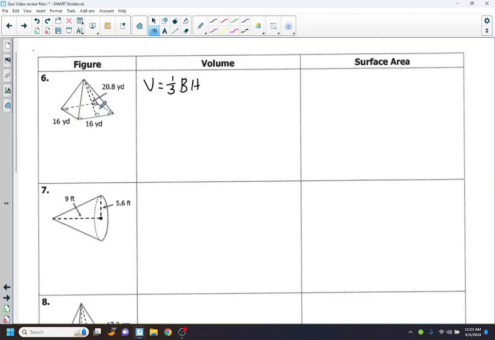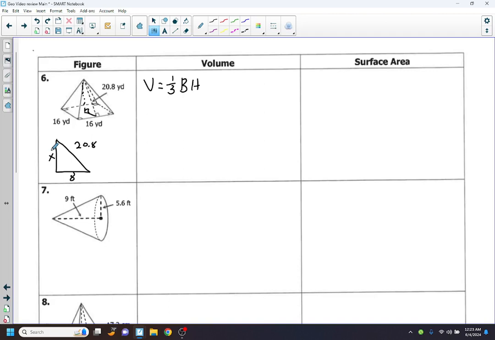So the problem, though, is they give me the slant height. This looks like the height on the edge of the triangle. So I need to figure out the 3D height, so the height in the middle. The best way to do that is to rewrite it as a right triangle. In this case, I know the hypotenuse is 20.8. I know the base here is not 16, but 8. So I need to find this to find the 3D height.